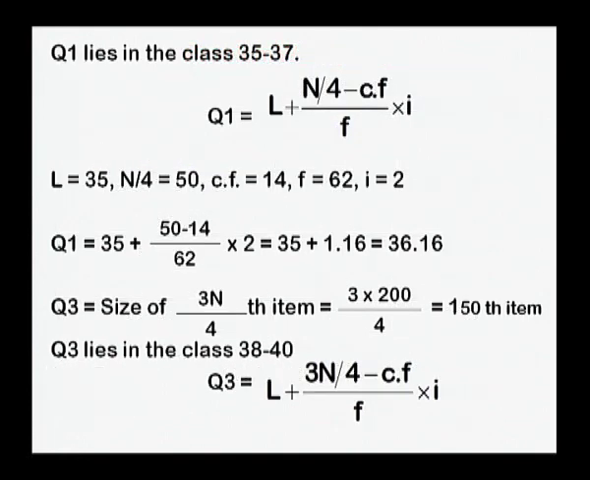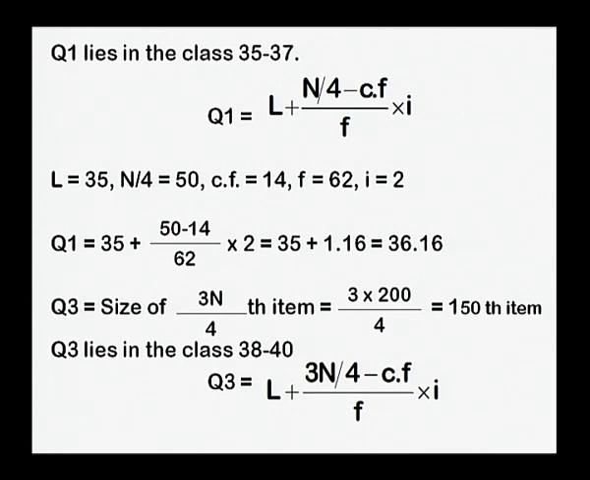Q1 lies in the class 35 to 37, and the formula that is used for calculating Q1 is L plus N divided by 4 minus cumulative frequency, divided by F and multiplied by I. L here means the lower value of the class interval in which Q1 lies, and N means the total frequency, that is 200, and that is divided by 4, we get 50.